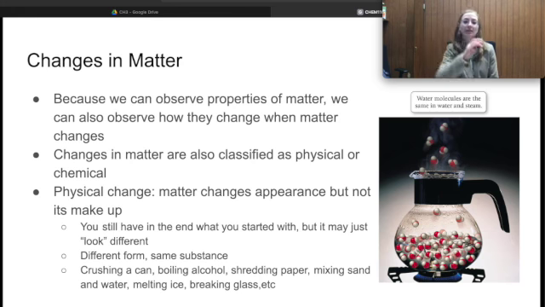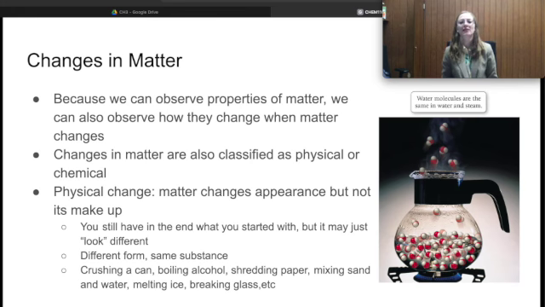So that's just talking about physical and chemical properties, but let's get into the nitty-gritty about what happens. If I'm just looking at a physical property, fine. But what happens if a physical property changes in our matter? Even if we're just observing the properties of matter, we can also observe how they change. So changes in matter are classified both into physical and chemical, meaning the same thing. In a physical change, we end with the same thing we started with, and in a chemical change, we have something different at the end than what we started with.